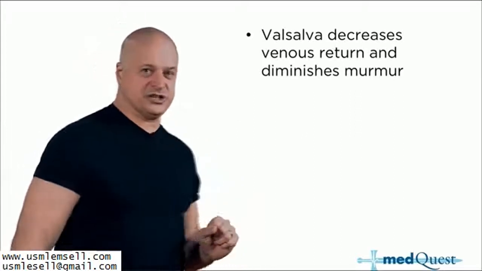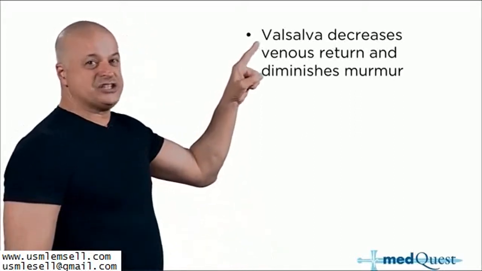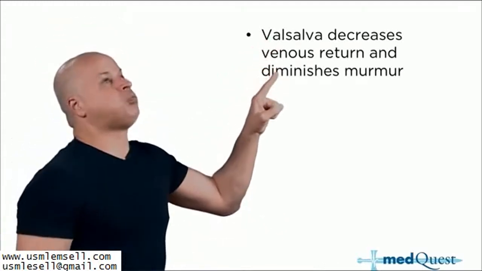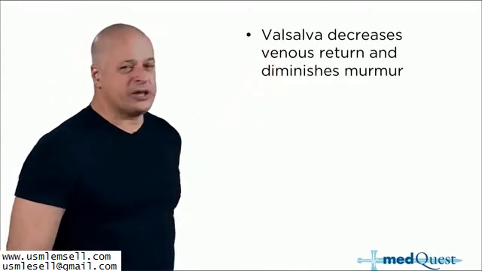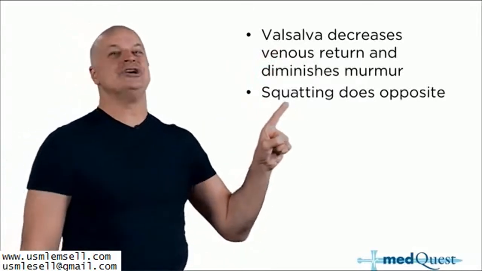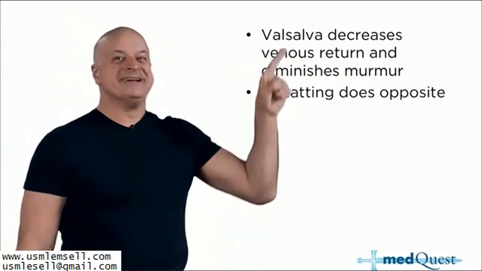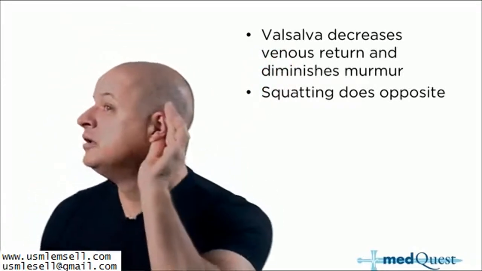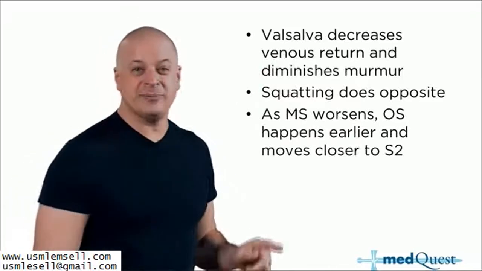Valsalva decreases venous return because of increased intrathoracic pressure, exhalation against the closed glottis. And squatting increases venous return, more blood, more murmur. Less blood, less murmur. Except HOCM and mitral valve prolapse.